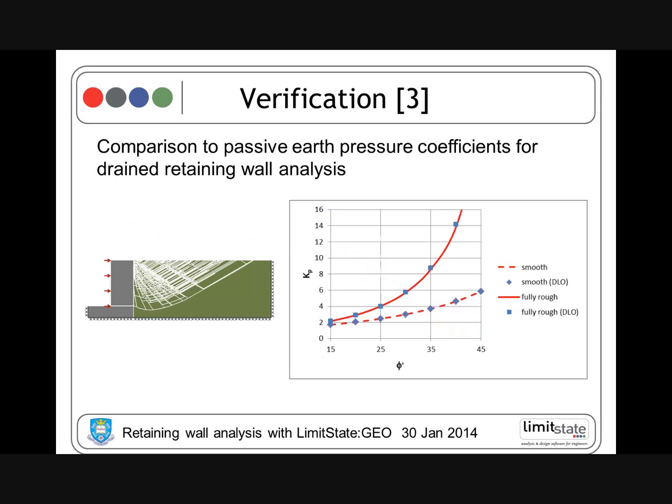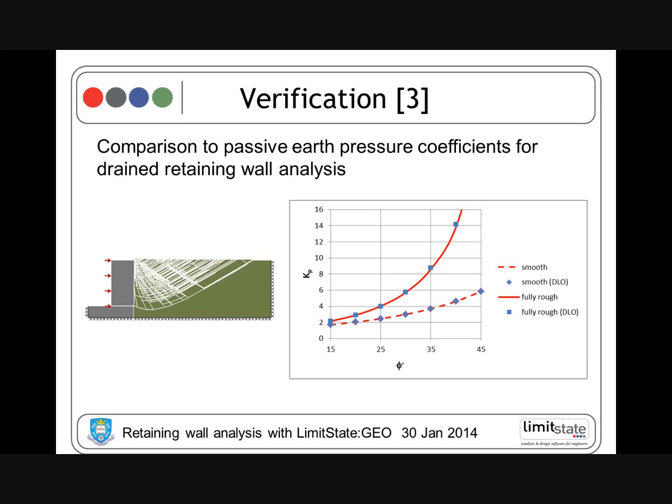And we can do the same for passive pressures. Again, the red lines are the theory. These correspond to the values recommended in say Eurocode 7, and the blue markers are the DLO results. So they match very, very closely, and you can see that it's able to model the typical curved surface you will see in a classic textbook analysis of passive earth pressure.